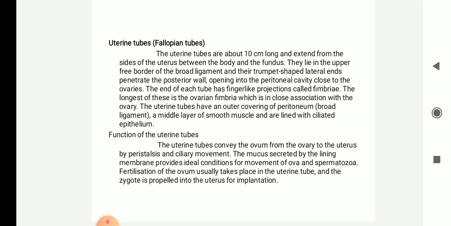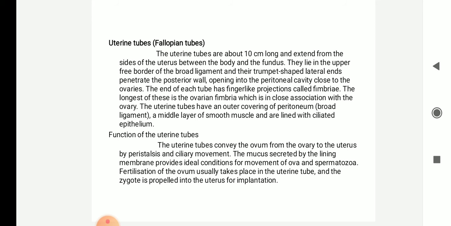The uterine tubes are nearly 10 centimeters in length and extend from the sides of the uterus between the body and the fundus. They lie in the upper free border of the broad ligament and have trumpet shaped lateral ends. They penetrate the posterior wall, opening freely into the peritoneal cavity close to the ovary, so they lie nearer to the ovaries.